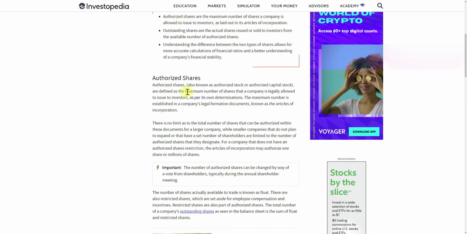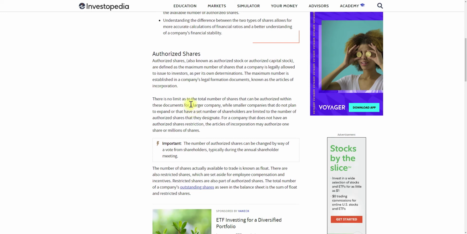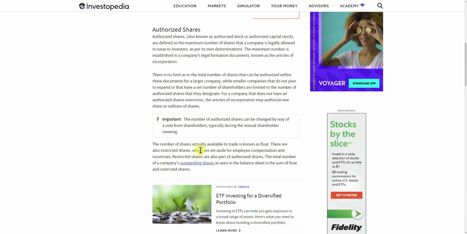All right. So authorized shares, right here, are defined as the maximum number of shares that a company is legally allowed to issue to investors as per its own determinations. The maximum number is established in a company's legal formation documents, known as articles of incorporation. There's no limit to the total number of shares that can be authorized within these documents. The number of shares actually available to trade is known as the float.